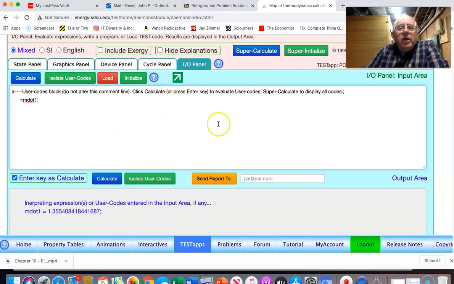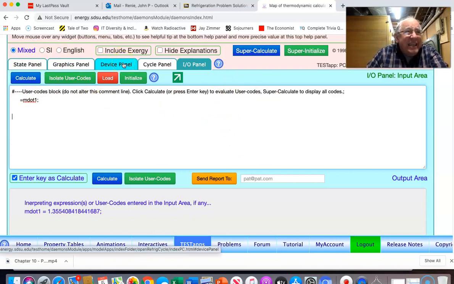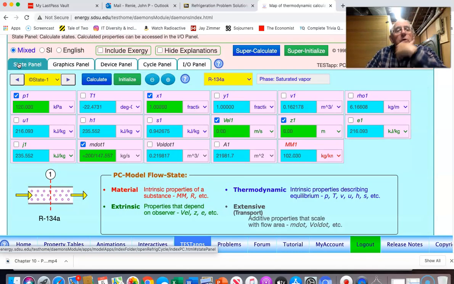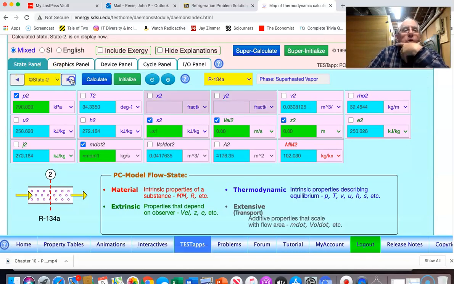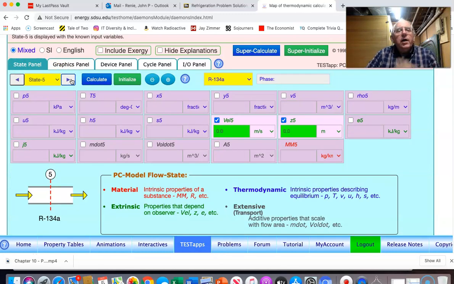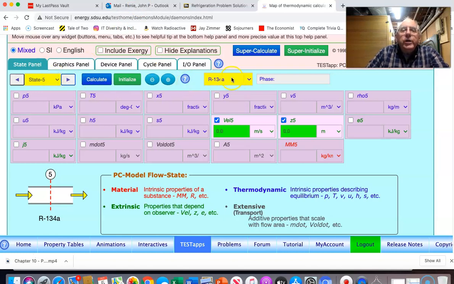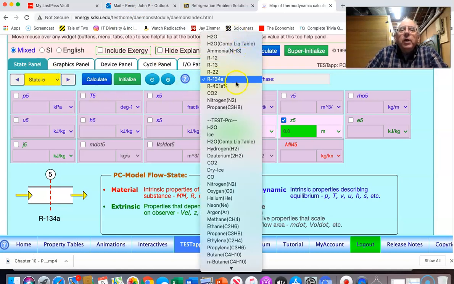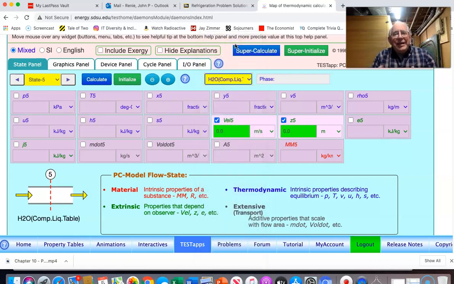And so now we're ready to figure out what the flow rate of the cooling water is. So we go back and we say, okay, the cooling water is going to be two states, the incoming state and the outgoing state. Now, we can switch fluids here, and we're going to switch fluids to water, or compressed liquid water, which we know is in the compressed liquid condition.